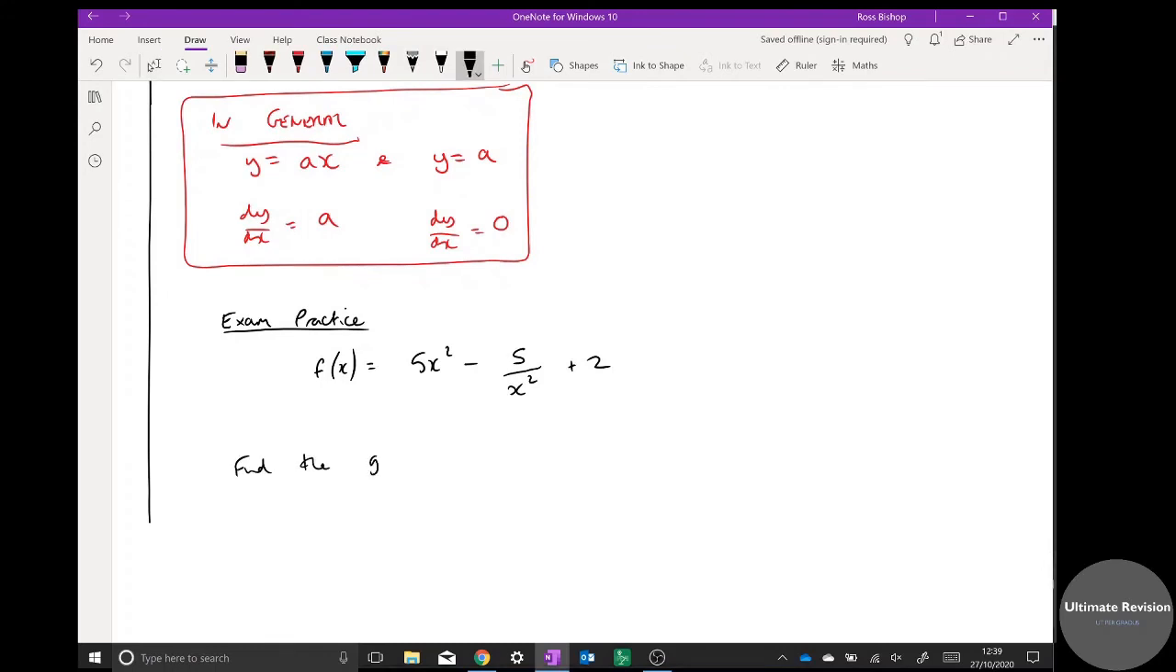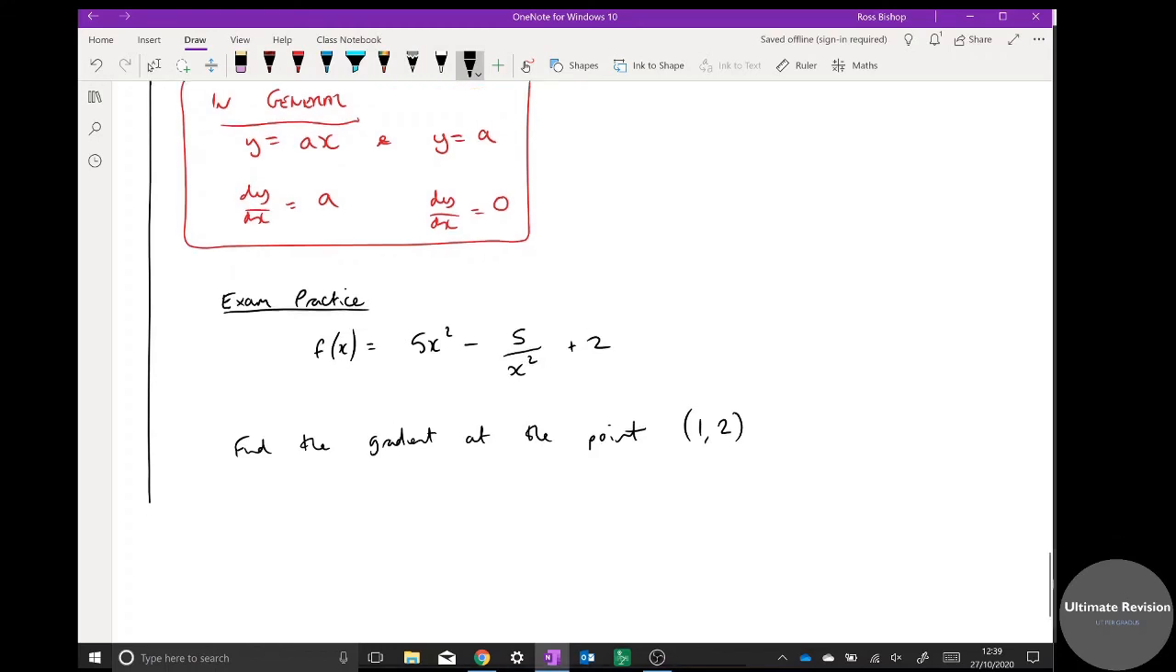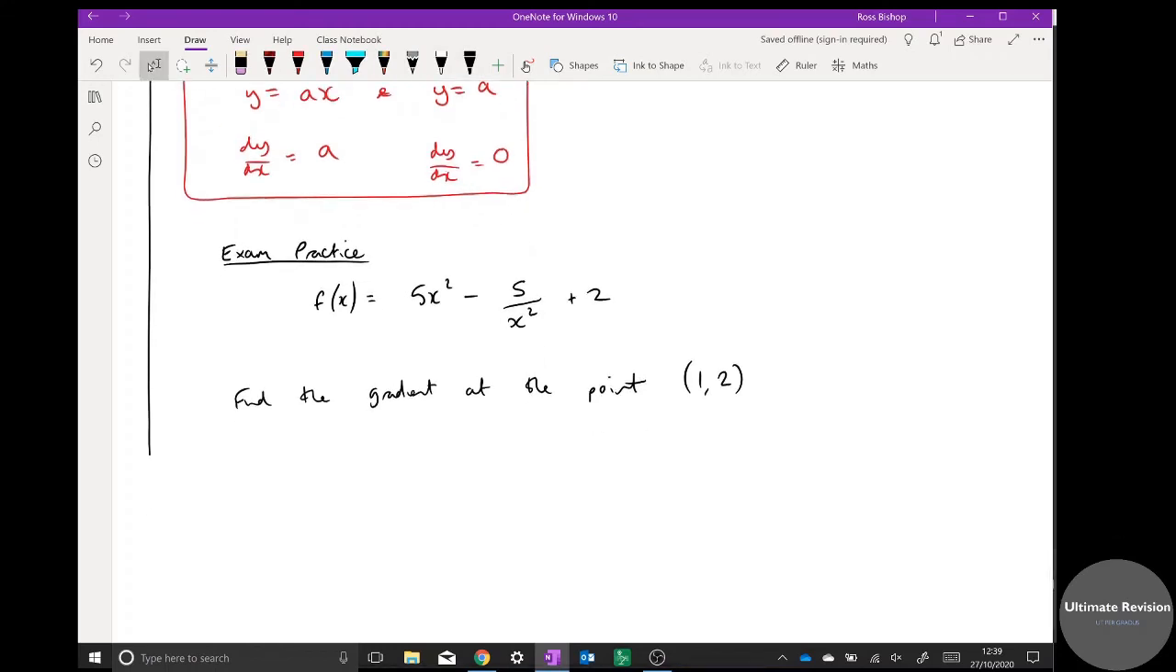Find the gradient at the point 1, 2. Okay, so that's the question. This is probably worth quite a lot of marks actually, maybe 3, maybe even 4 marks here. So I've got f(x) equals that. Now my first step always is to get them all in the right form.